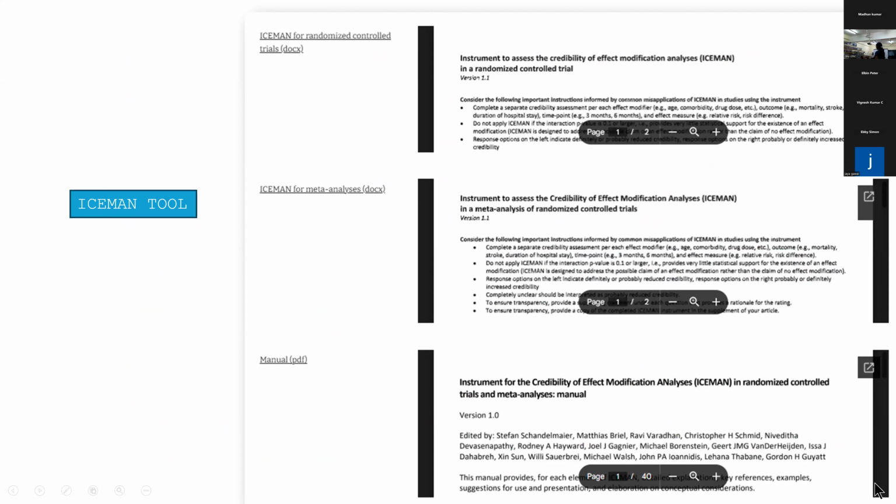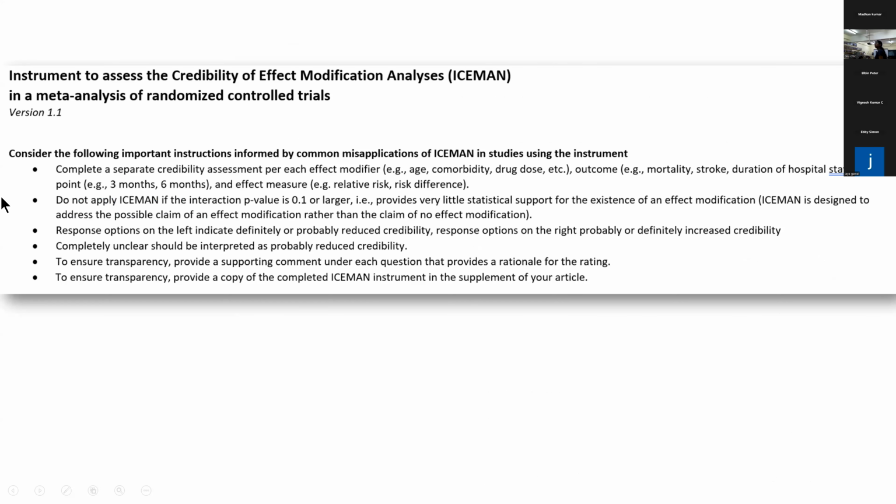We'll use the ICEMAN tool. If you go to Google and type iceman.com, you'll come across these 3 documents: ICEMAN for RCTs, ICEMAN for meta-analysis, and a manual on how to actually use ICEMAN. So we click on the meta-analysis document. It also tells us how to go about this.